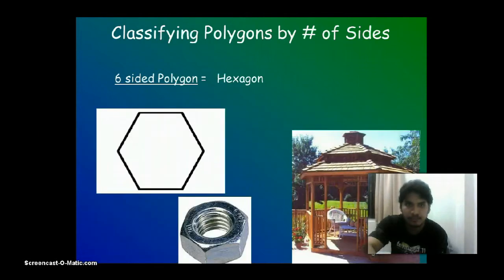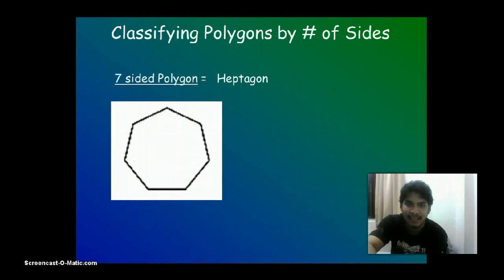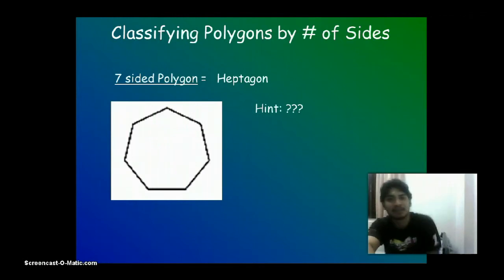And then the 6-sided polygon, we call it a hexagon. The example is like the head of a boat, and this in Malay we call it pumpkin. I don't know what we call it in English. And then the 7-sided polygon, we call it a heptagon. Actually, I have no idea of an example of a heptagon.